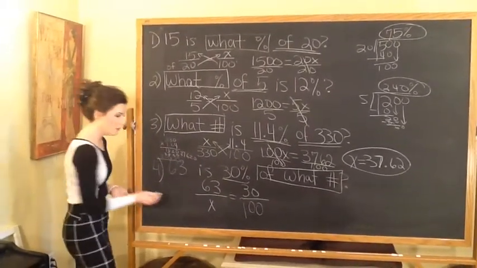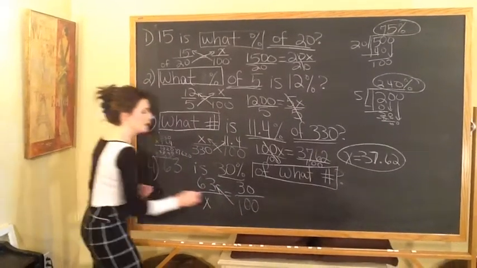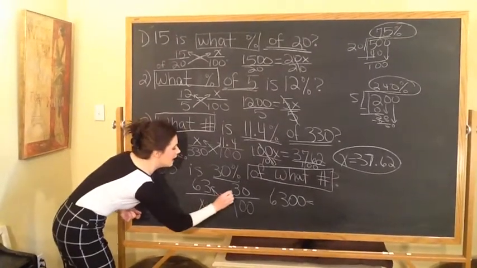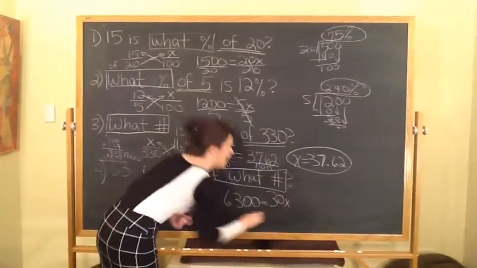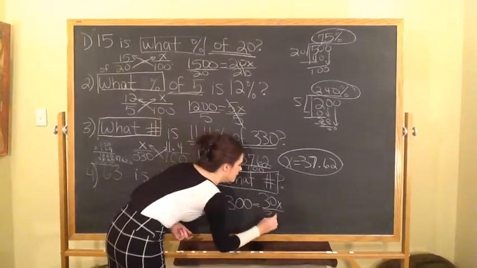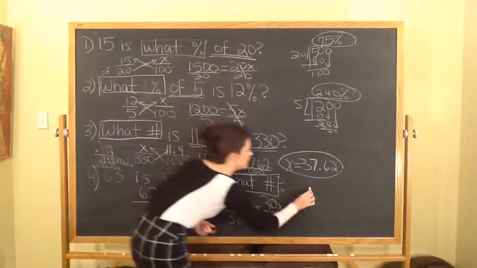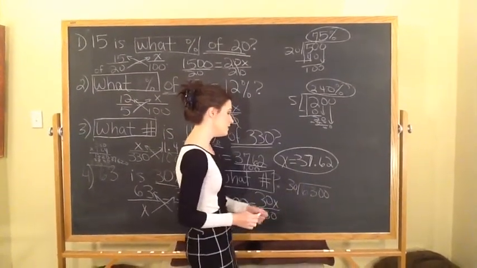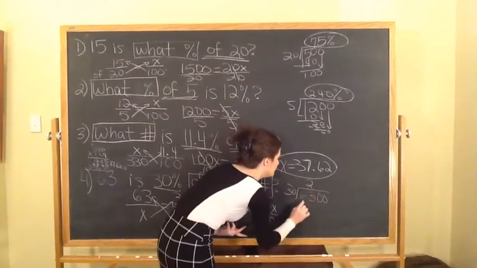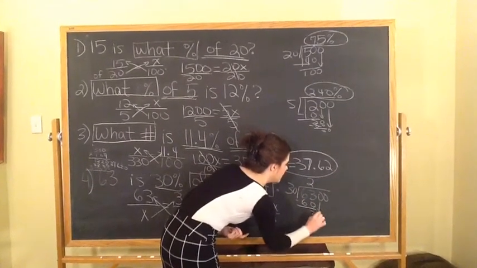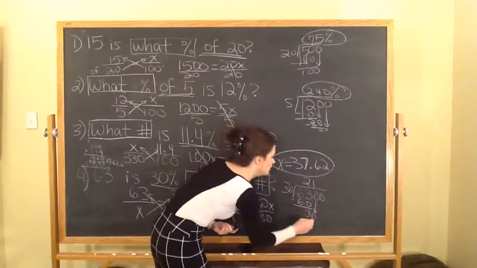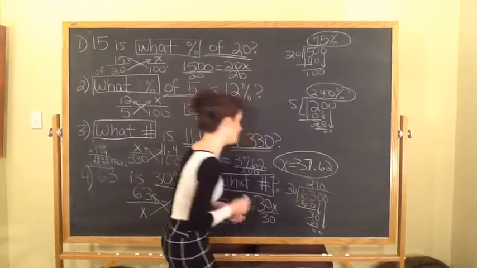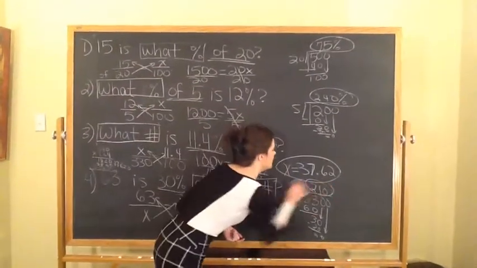And now let's go ahead and solve. So 100 times 63 is going to give us 6,300 equals 30 times x, which is going to give us 30x. Now let's go ahead and divide. So 30 divided by 30, divide by 30. So we have 6,300 divided by 30. 30 goes into 63 twice because that will give us 60. Subtract and get a 3, bring down our 0. 30 goes into 30 one time, we're going to get 0. Bring down our 0. 30 goes into 0 times. So we're going to have 210 will be our missing number.